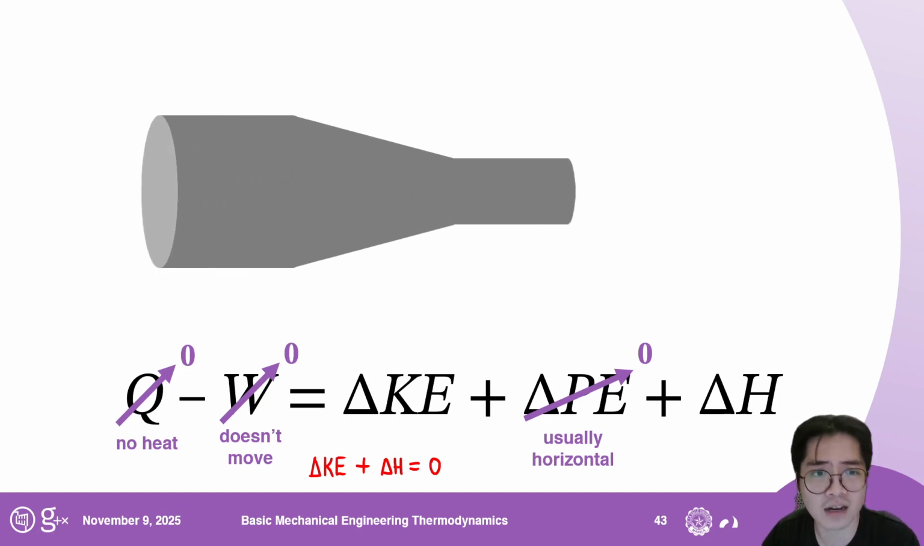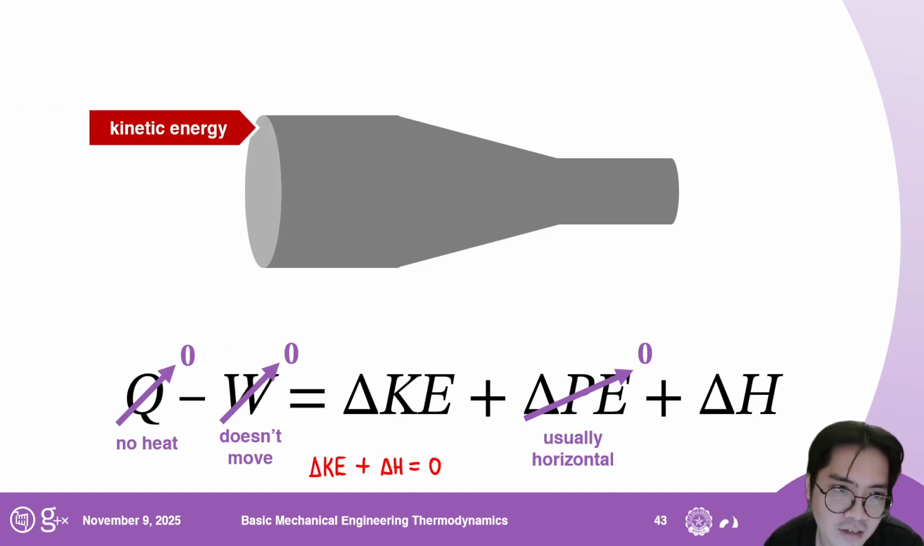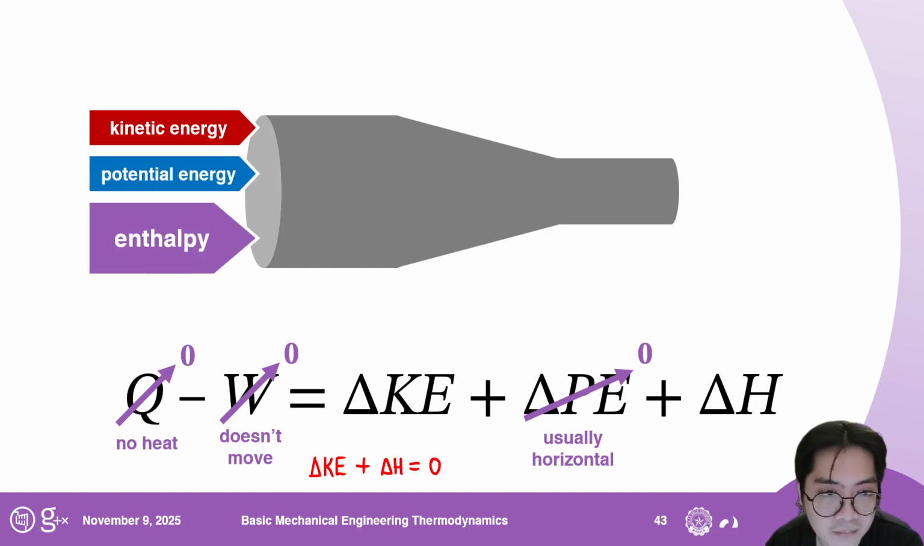We will look at a nozzle right here. This nozzle will have 2 different states: one going in, the big area, and the one going out, the small area. This is the first state. It has a kinetic energy, represented by the thickness of the arrow, and it has a potential energy, again represented by the thickness of the arrow, and enthalpy. This is just to represent that enthalpy here is quite large compared to kinetic and potential energy.